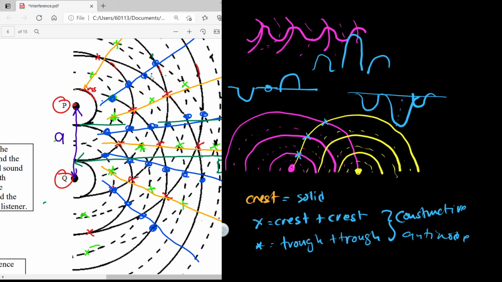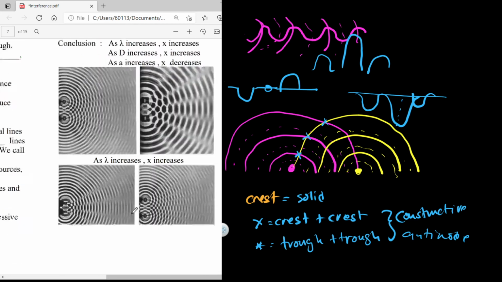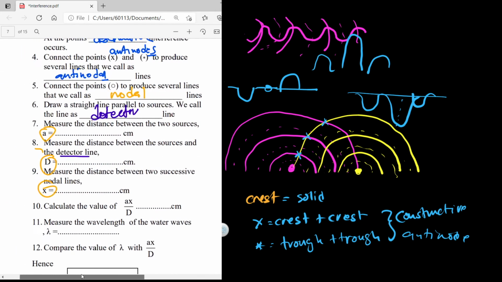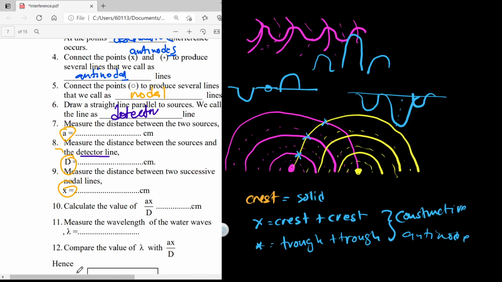If you draw your detector line here, then D should be from the sources to this position. Remember, the detector line must be parallel, in the same plane. Then we have A, D, and the last one is X. Those are the variables that we need to know when we try to solve problems of interference.